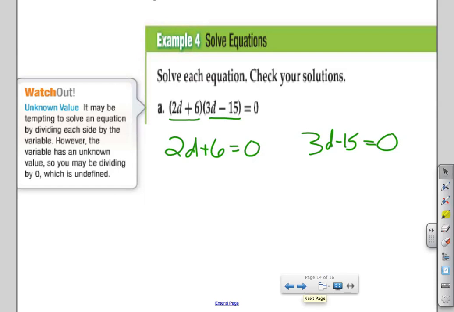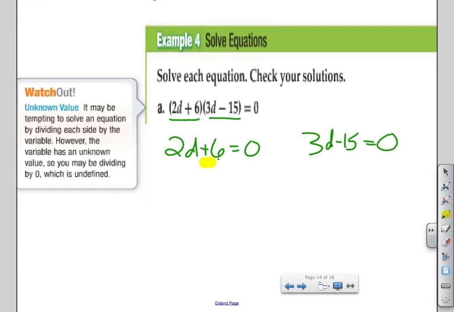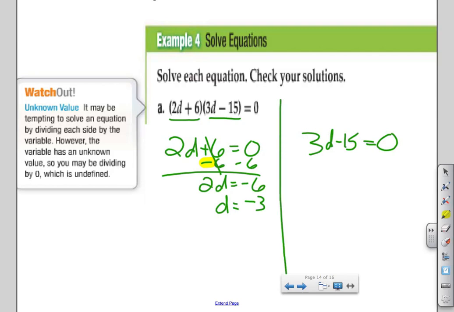Okay? Let me see if I can move this down a little bit out of our way. All right, so how do I solve for d? Subtract 6. 2d equals -6. Divide by 2, and we find out that d equals -3. The other possibility is over here, right? So we're going to do this twice. We're going to check on this one and on this one when it's equal to 0.